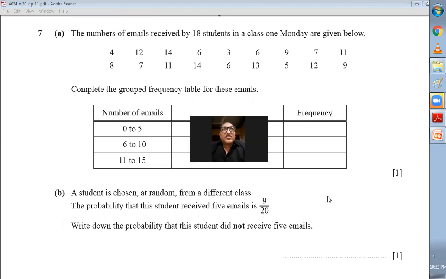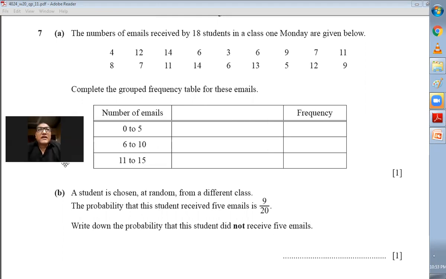So this is question number 7 on your screen. The numbers of emails received by 18 students in a class on Monday are given below. Complete the group frequency table for these emails. You see here, I have to mark the tallies, and then I will count the tallies and write the frequency.